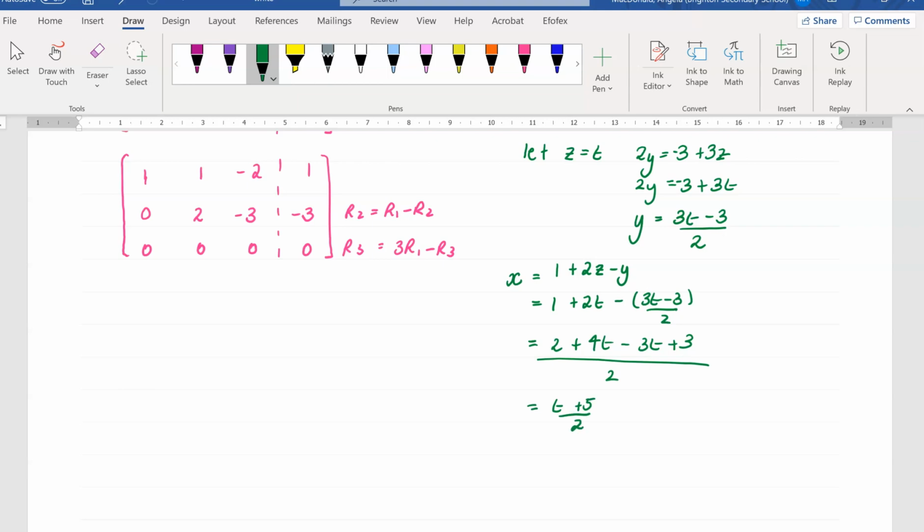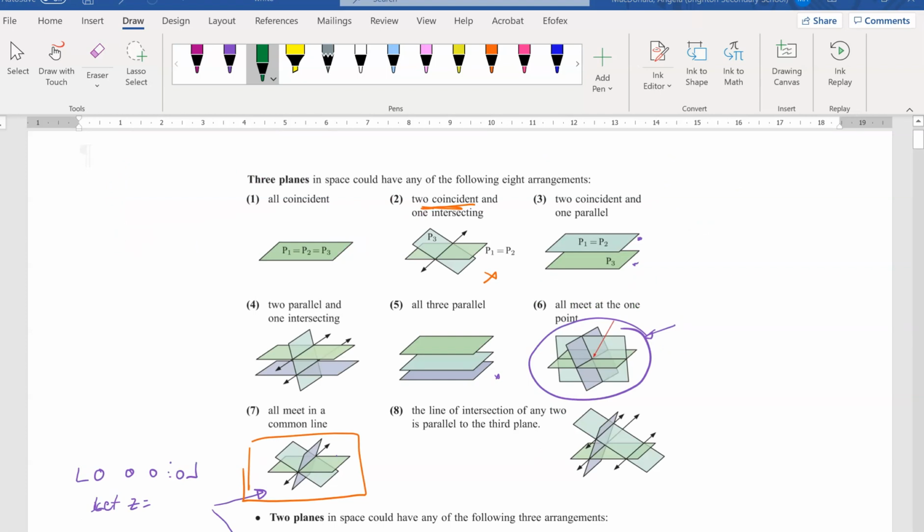Now once again, we've got our common line here. So because we've got our coincident planes here, right, which model does that look like? Right, that's this one. We've got our two coincident, and we've got the line that's intersecting, and that's the equation of the line that you just found.